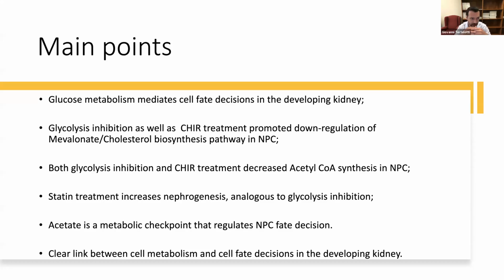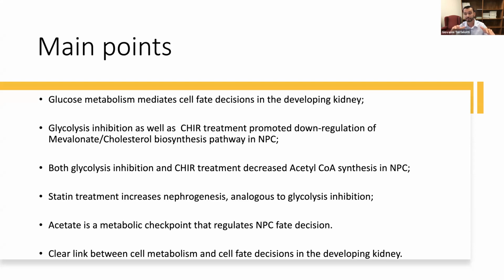So, the main points of these thoughts. First, glucose metabolism mediates cell fate decisions in the developing kidney, as I showed you throughout the whole presentation. Glycolysis inhibition, as well as KIR treatment, or activation of the canonical Wnt pathway, promotes downregulation of the cholesterol biosynthesis pathway, as I showed you. And both glycolysis inhibition and KIR treatment decrease acetyl-CoA synthesis in NPCs. Statin treatment, which is pravastatin, the drug that blocks the cholesterol pathway, increased nephrogenesis, analogous to what we saw with glycolysis inhibition at the beginning of the presentation.